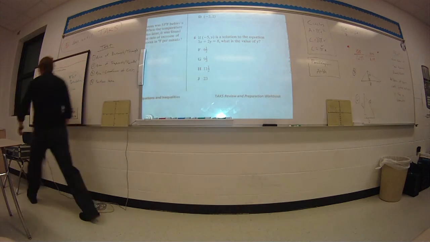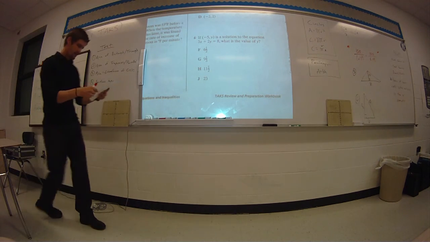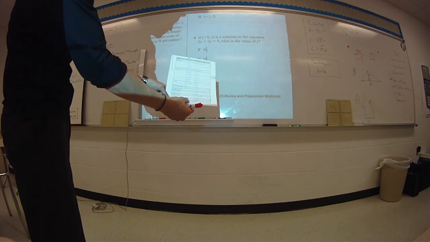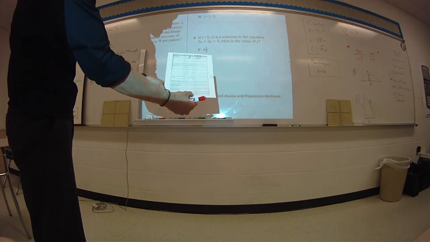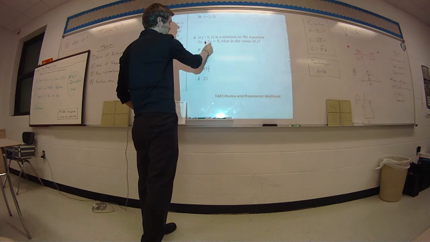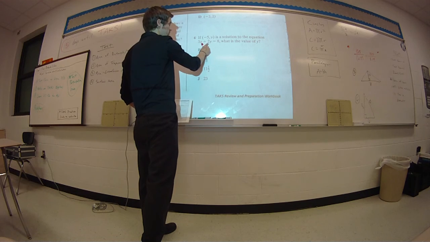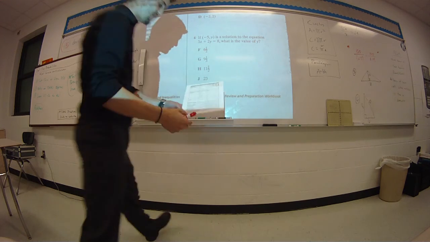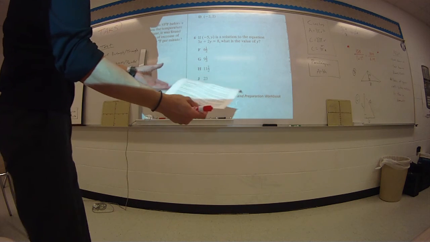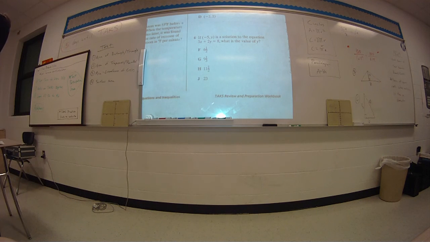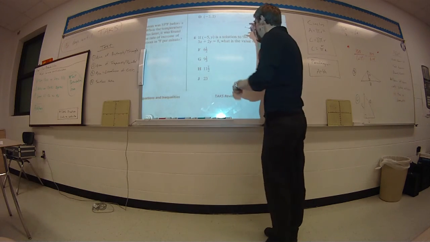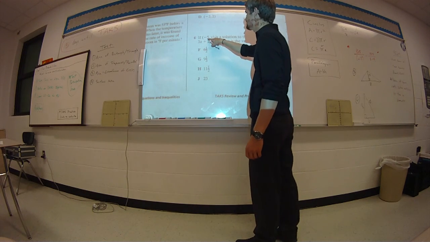This is the standard form of an equation. If I look on my formula chart, right here, standard form of an equation is ax plus by equals c. 3 is your a, 2 is your b, 8 is your c. We don't talk about it much because I prefer slope-intercept form. But anyway, there's only one y that corresponds to this negative 5.